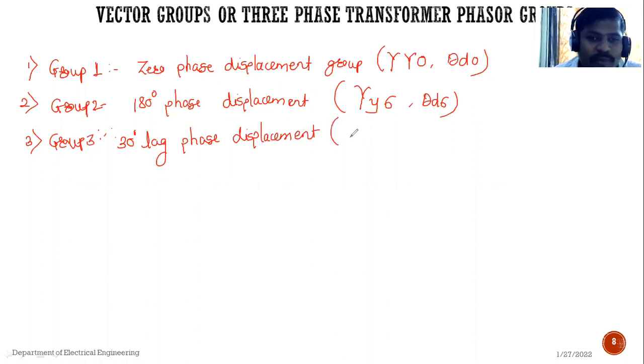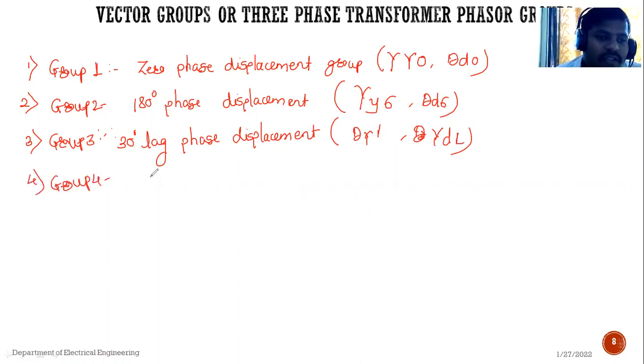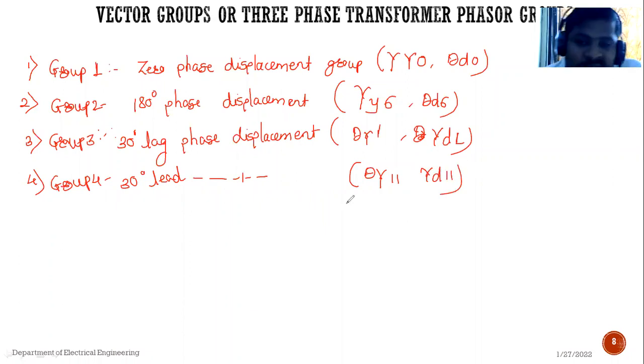(30-degree lag phase displacement). So we are representing dy1 and yd1. And the fourth group, that is group 4, is nothing but 30-degree lead phase displacement. We are representing delta star 11, star delta 11.